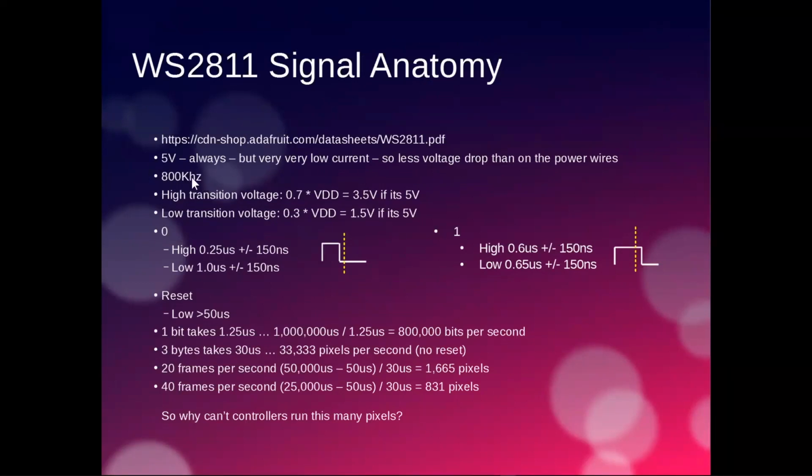It receives a signal at 800 kilohertz. Okay, so this speed here is constant. They can run at half this rate, but all of ours are running at 800 kilohertz. And this is what limits the number of pixels that can be updated in a given period of time, is this 800 kilohertz frequency.